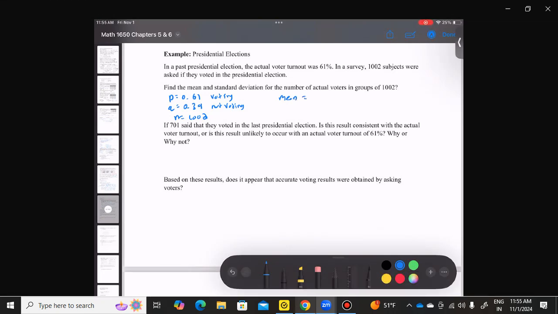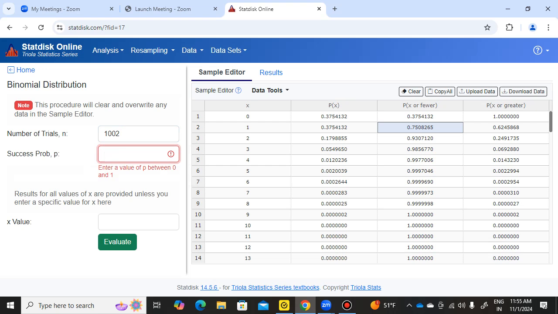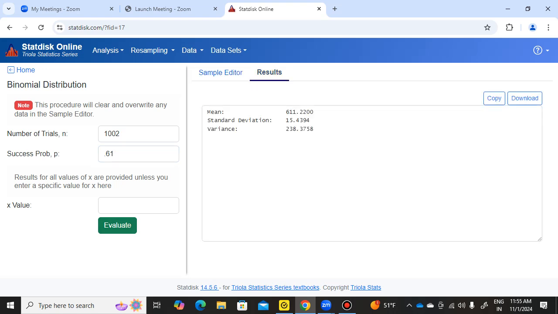we can just do this on StatDisk. I want to get both involved so you see how I do it both ways. 1002, and we don't need q. Hold on, 0.61 is p. And we go to results. And so the mean is 611.22. Standard deviation is 15.44. So I have those written down.